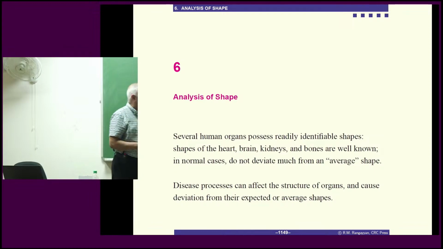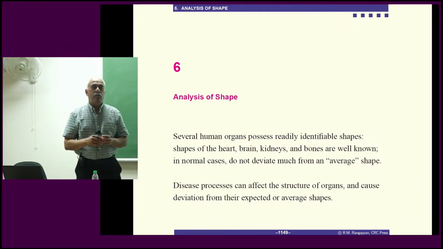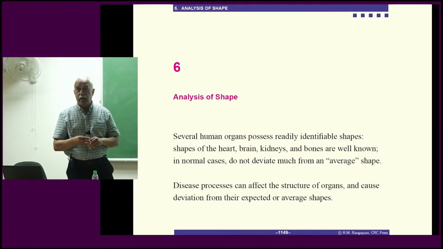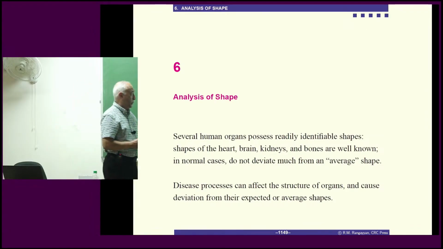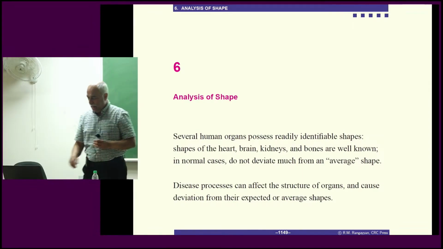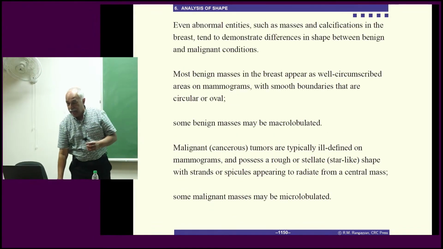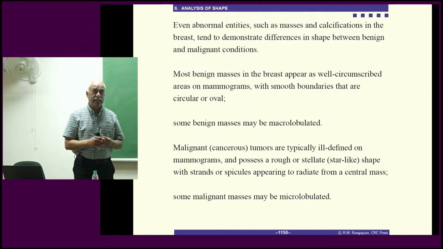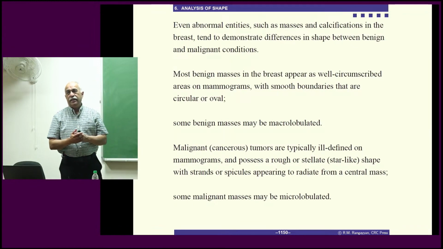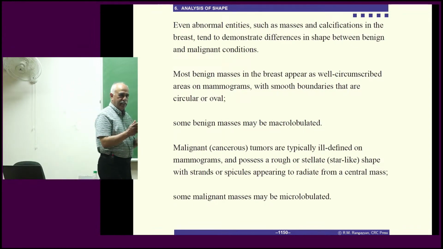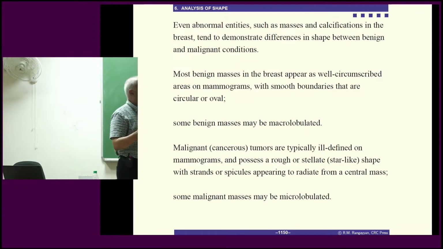But diseases can affect the shape and structure of organs. Morphological changes can occur due to diseases. Or there could be a tumor that pushes and somehow presses against some organs and their appearance is changed, like that neuroblastoma tumor I showed. So what are these shapes? And why is shape important? Even in abnormal situations such as masses and calcifications, there are differences between benign and malignant conditions. Benign is not normal. Benign means some disease that is not cancer. Malignant means cancer.